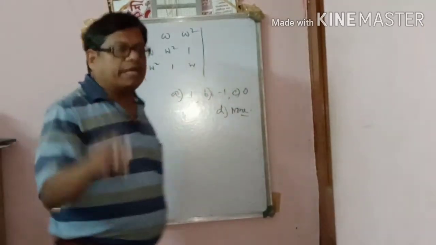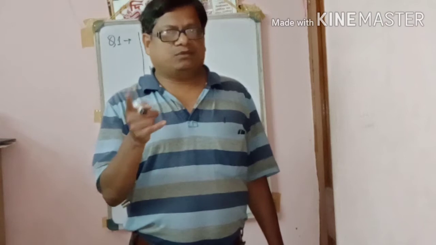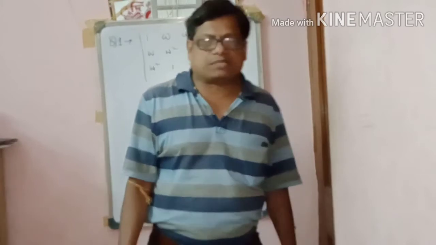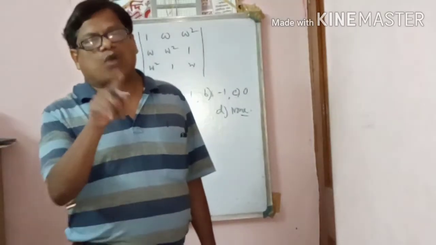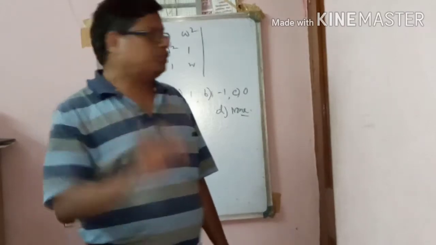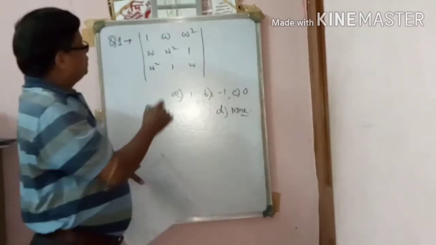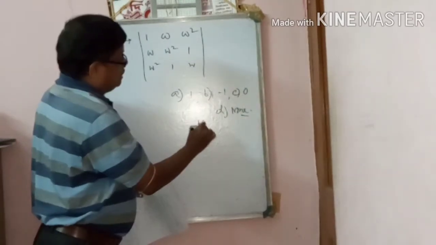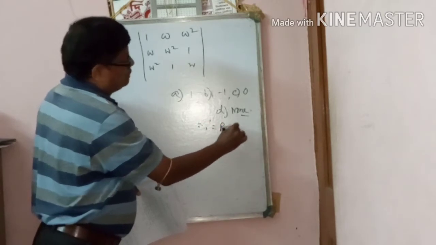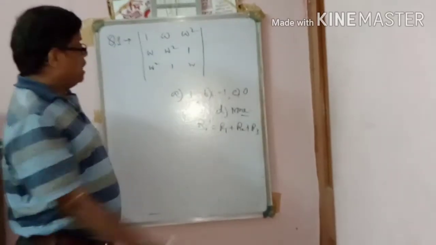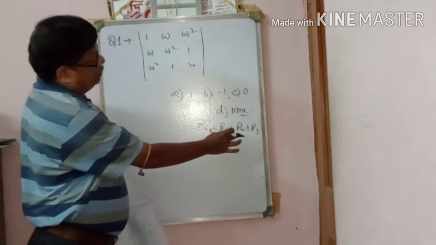See, all of you know omega is the cube root of unity, a complex root, and 1 plus omega plus omega square equals 0. Now look here. With the help of properties of determinant, let R1 dash equal R1 plus R2 plus R3.